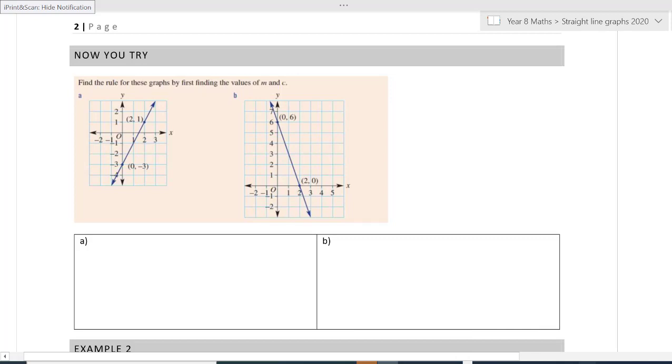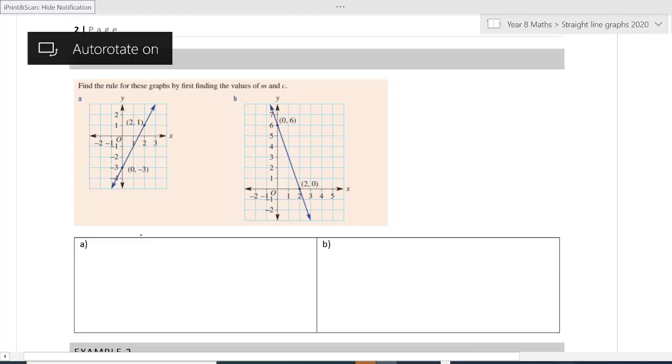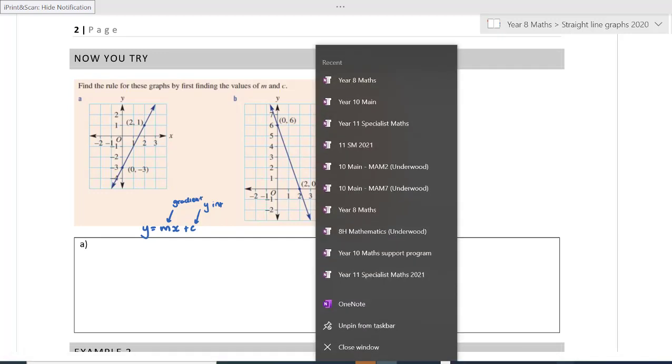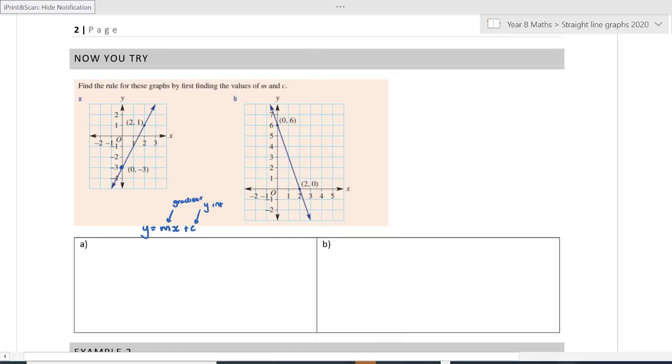All right, so hopefully you've had a try at this. Again, we need to find m, and we need to find the constant c. This is the y-intercept. This is the gradient. The easy one's usually the y-intercept. We can see there it crosses the y-axis at -3. So we can say that the y-intercept is -3, and therefore c is equal to -3.